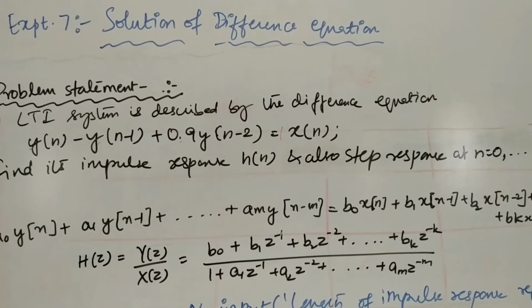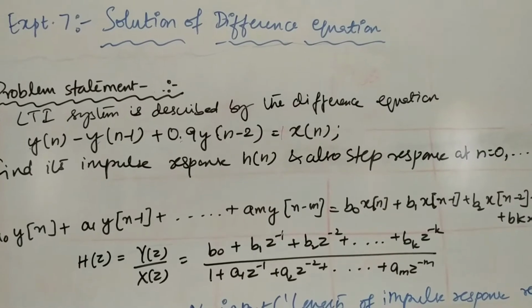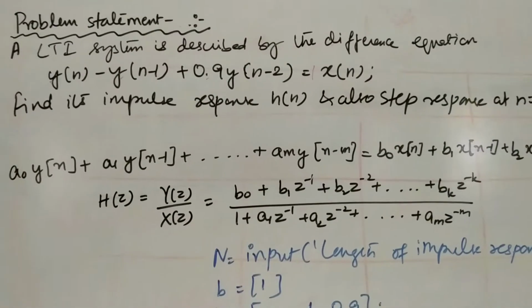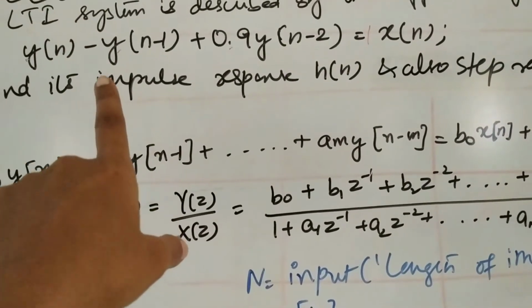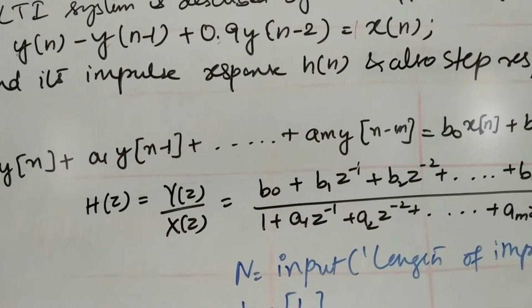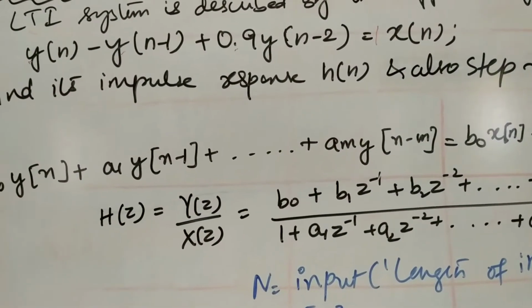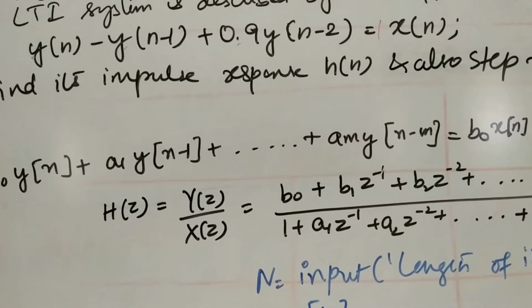And the main aim of this experiment is we have to find out the impulse response and also the step response. So here we are using the same equations. So B coefficients and A coefficients will be taken. B value will be the X coefficients and A value will be the Y coefficients.